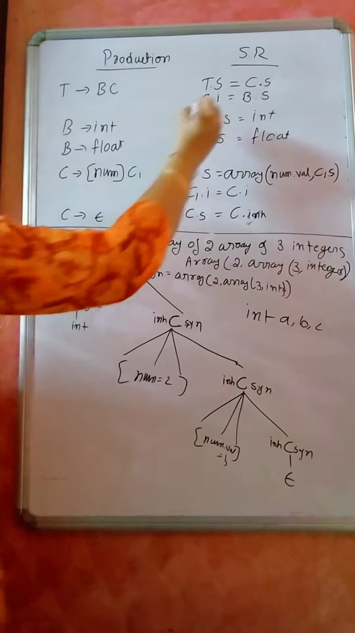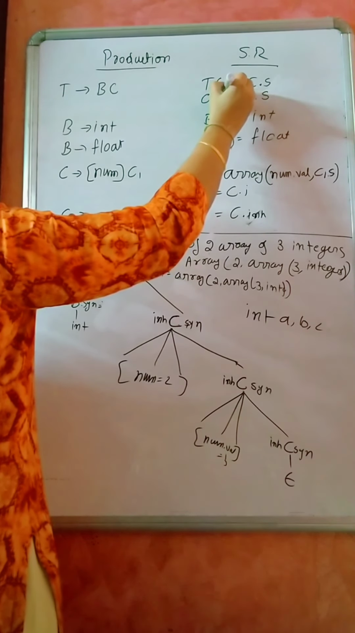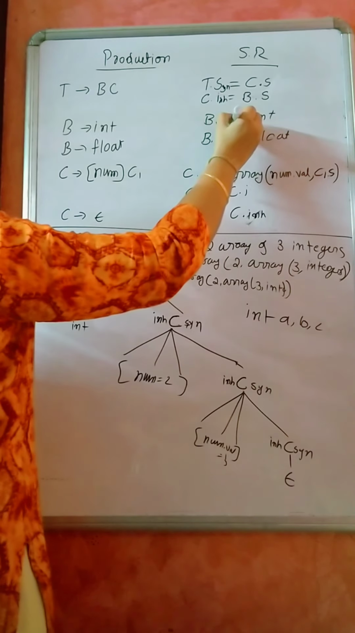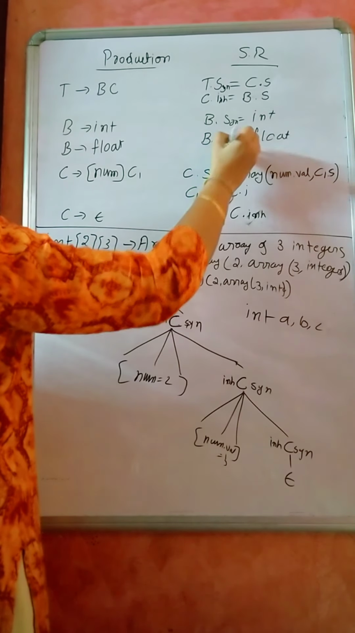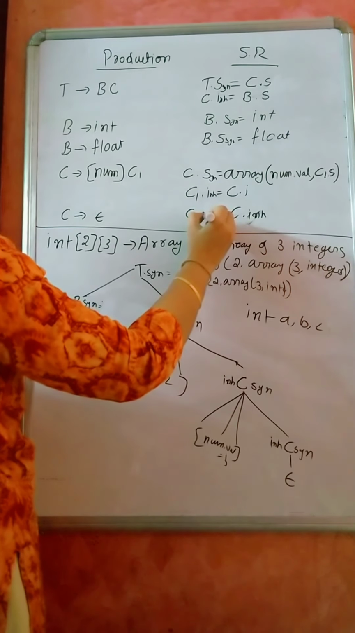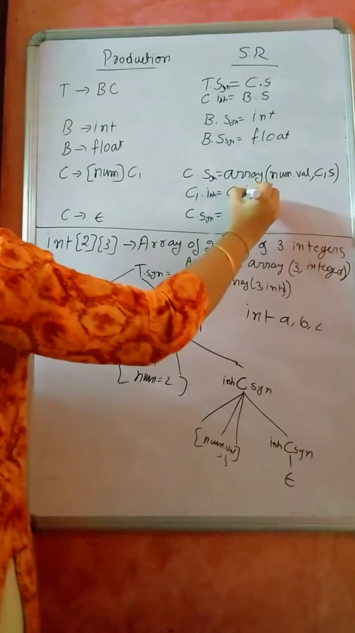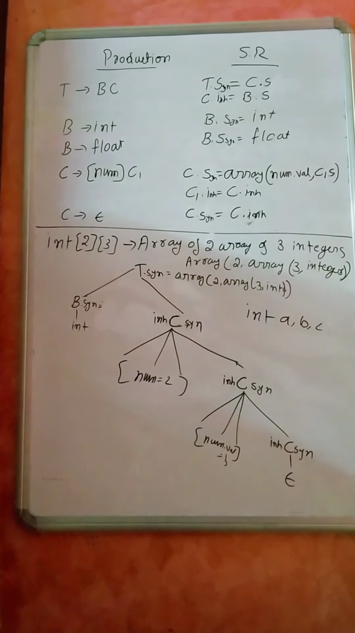If you are getting confused, you can write it clearly. It is S for synthesized value. This is synthesized value, this is also synthesized value, this is inherited value, and this is synthesized value. Like that you can write. I have just written inherited or synthesized value.